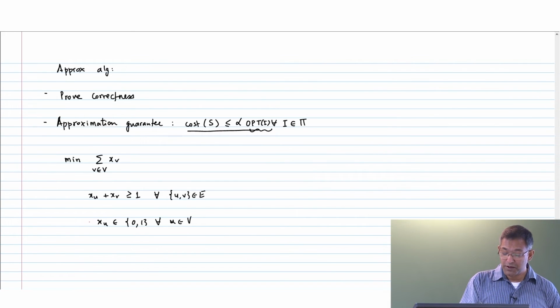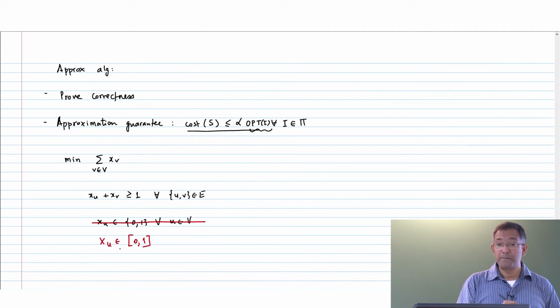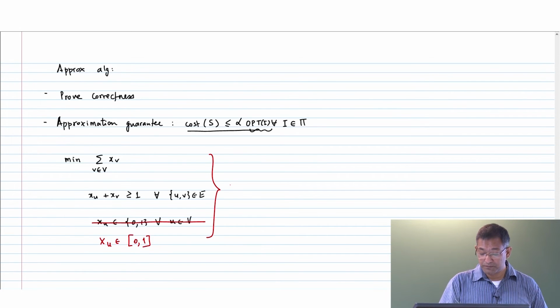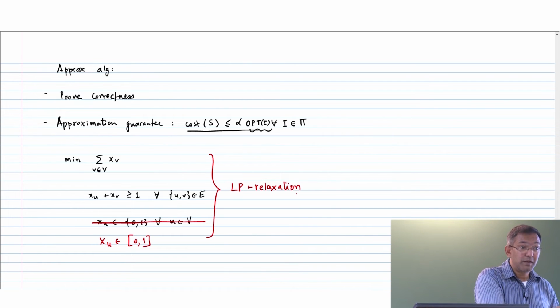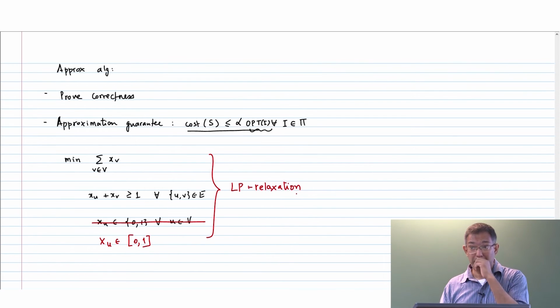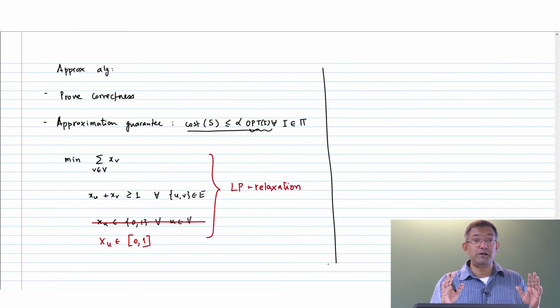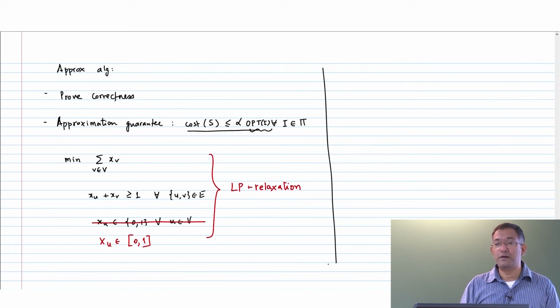So, what we will do is bravely drop this constraint and just write x sub u should be in the interval 0 to 1. So, now we have obtained a linear program which is called an LP relaxation of the integer program, right. So, all we have done is drop the constraint that the variables should take integer values and just said, well, let it take fractional values.